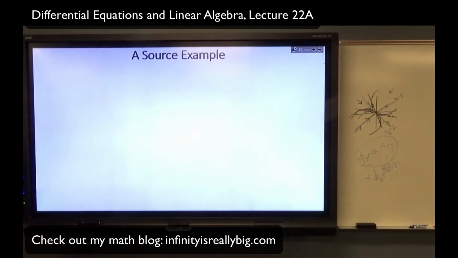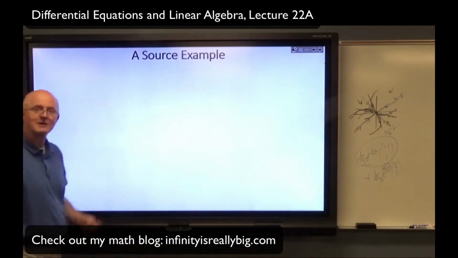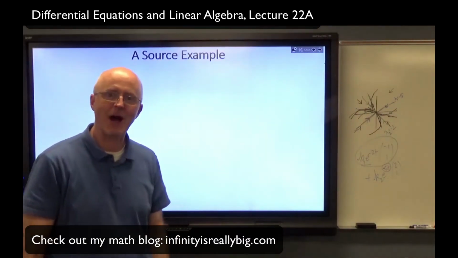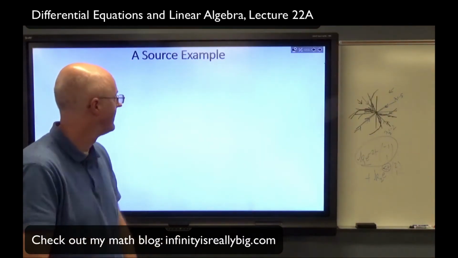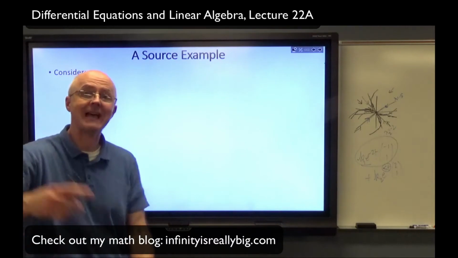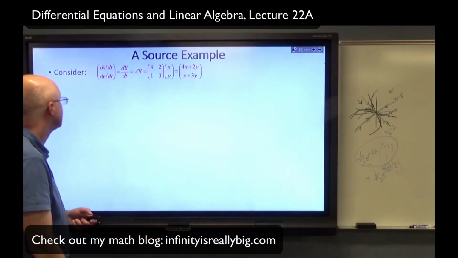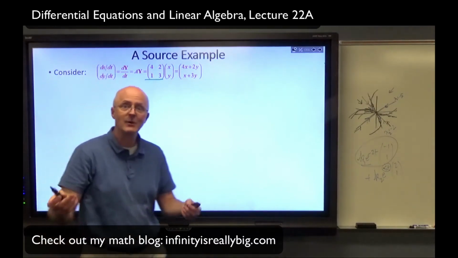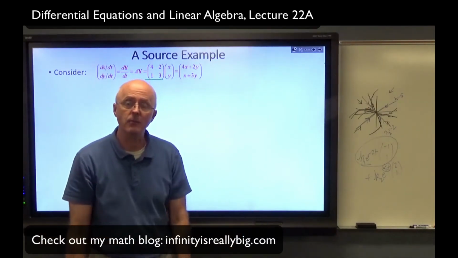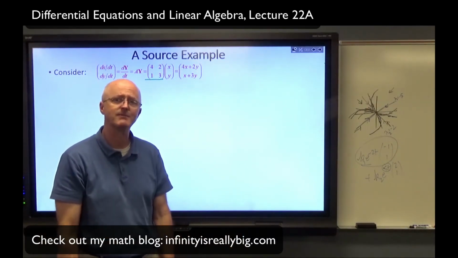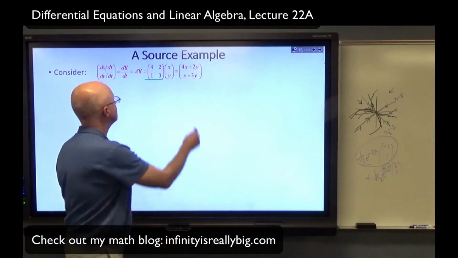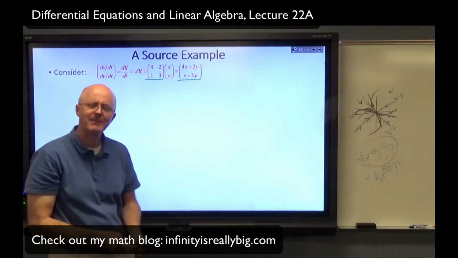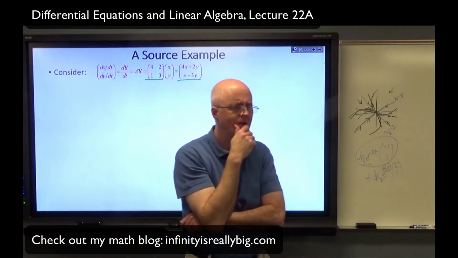Next example, source example. For the source example, I'm taking the easy route, but I also am trying to make a point here. The example I'm going to consider is the exact opposite of the previous example. The matrix here, all I did was just change the sign of all the numbers. Essentially, I multiplied the matrix by negative 1 to get this vector field. Think about that. What should happen?